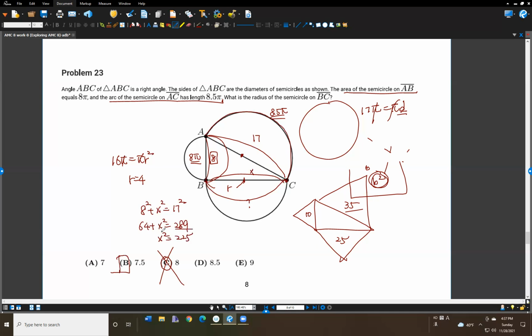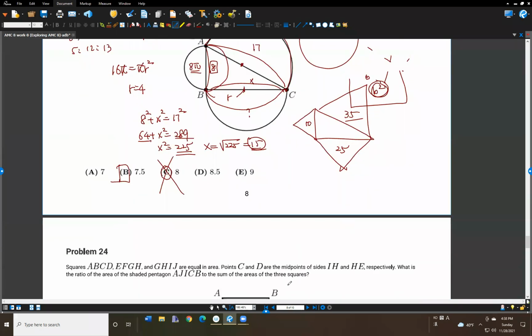225, right? 289 minus 64 is 225. So x is what? Square root of 225 equals what? 15. If you need to show work, you can solve it this way, or 8, 15, 17 is a Pythagorean triplet. Okay, 3, 4, 5, Pythagorean triplet, 5, 12, 13, Pythagorean triplet. Is it okay? So yes, 7.5 is the answer, okay?